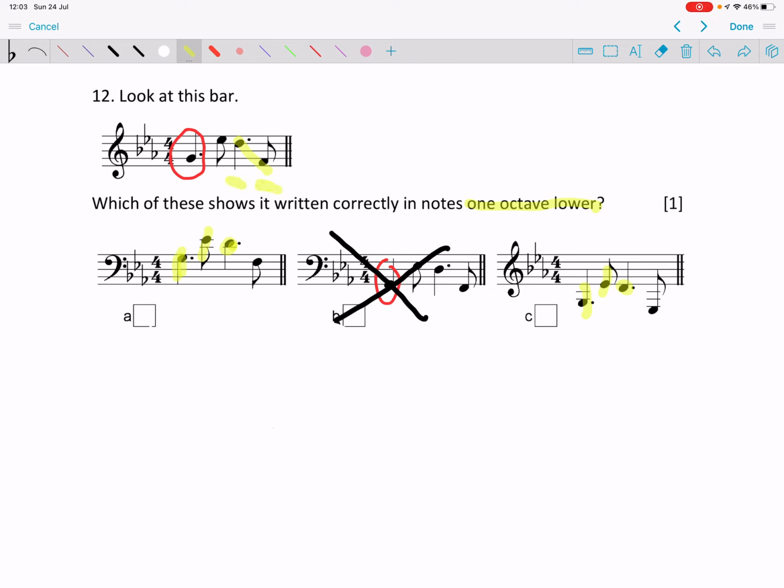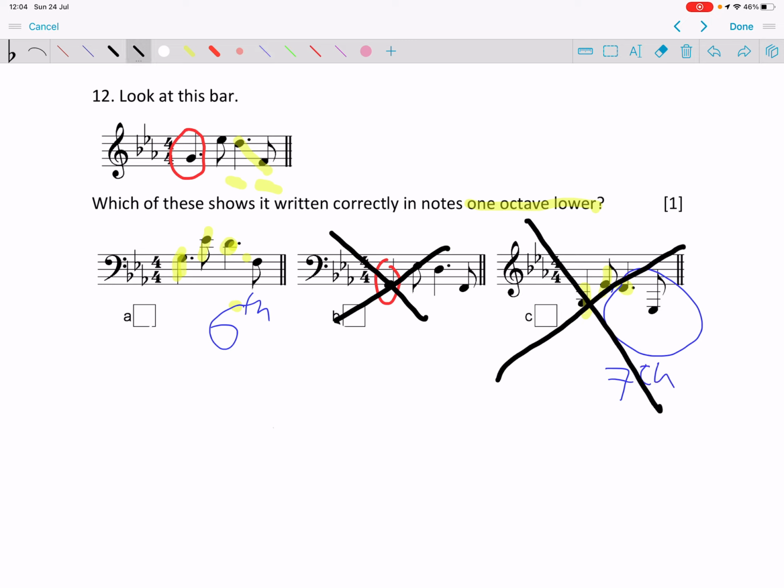So 1, 2, 3, 4, 5, 6. It is a 6. So now let's go and try it with our example A. So 1, 2, 3, 4, 5. That is a 6. So I'm going to write that down there. And let's have a look at this one here. 1, 2, 3, 4, 5, 6. Uh-oh. It's a 7th. So we've now found the problem. It's not this one, and your answer is going to be A.